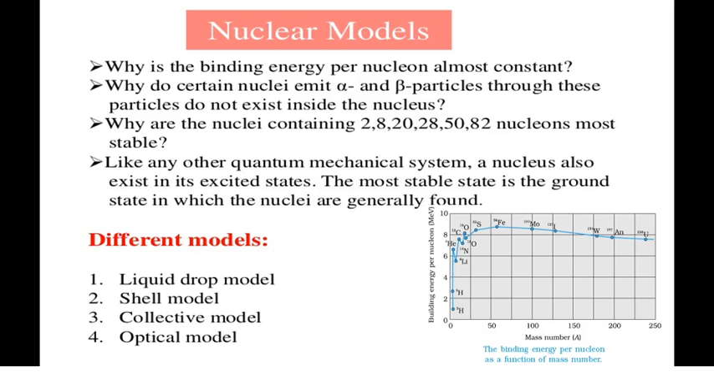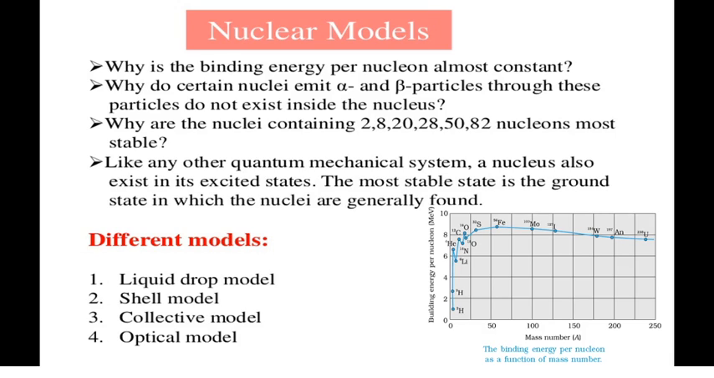So we are studying more about the nuclear structure so that we will get more information about binding energy per nucleon, and we will derive the formula and see how the graph is formed like this. Also, the second question is, why do certain nuclei emit alpha and beta particles? Because we know that the nucleus doesn't have alpha and beta particles inside it. Then how is the nucleus able to emit these particles?